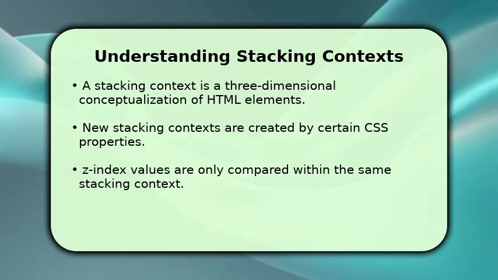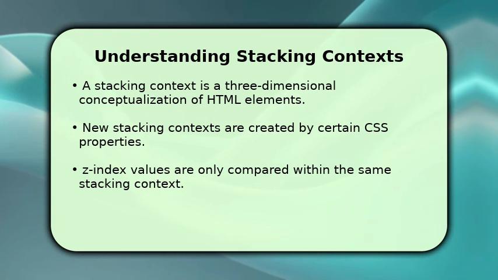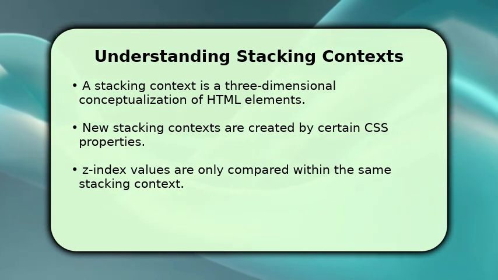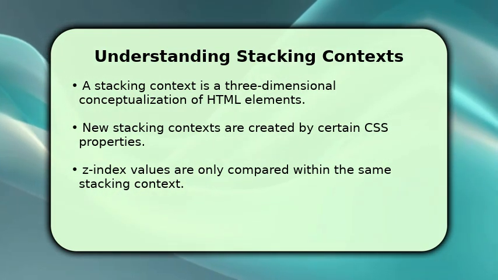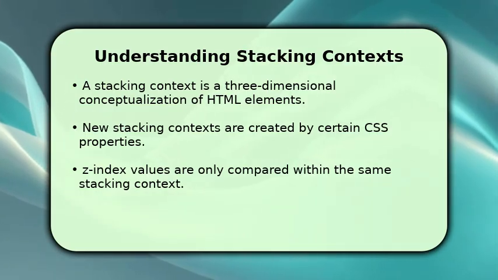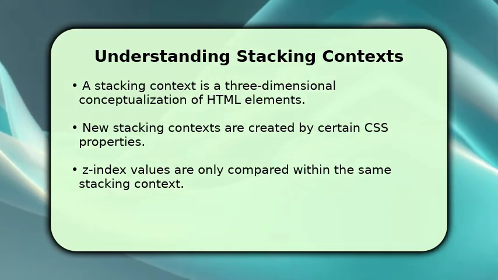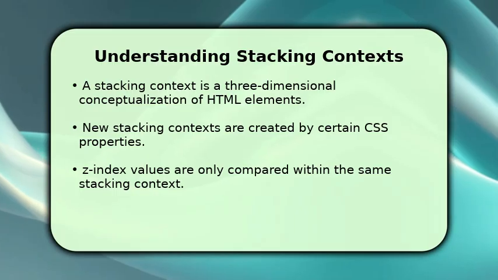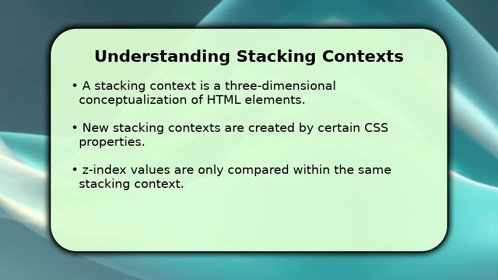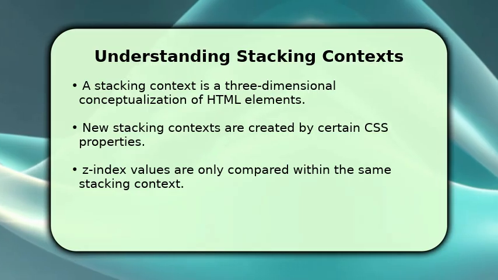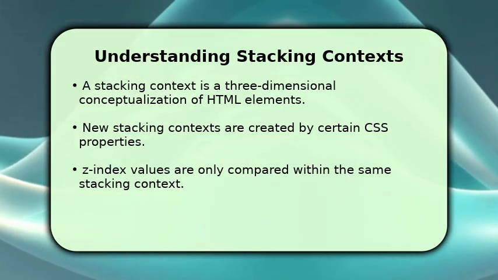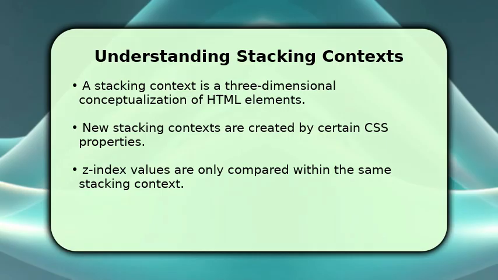A stacking context is essentially a local three-dimensional environment where elements are stacked. When a new stacking context is formed, perhaps by properties like opacity less than 1 or transform, its children are stacked entirely within it. This means a child element's z-index is only compared to its siblings within that specific context, not across the entire document.